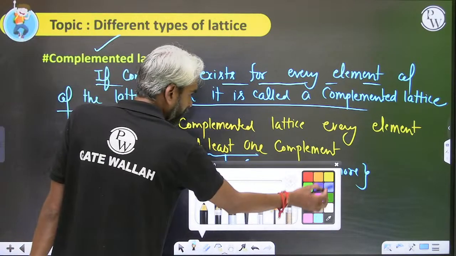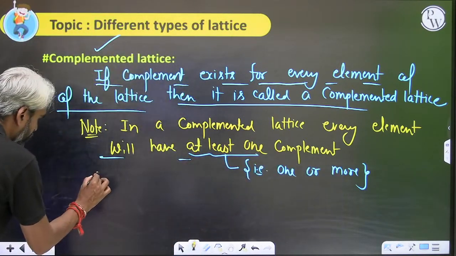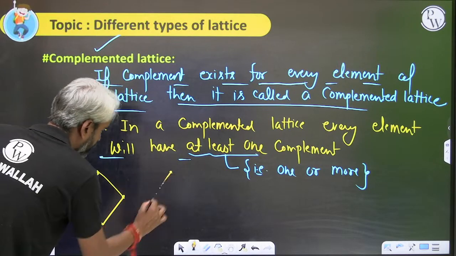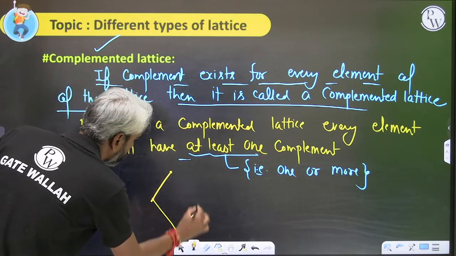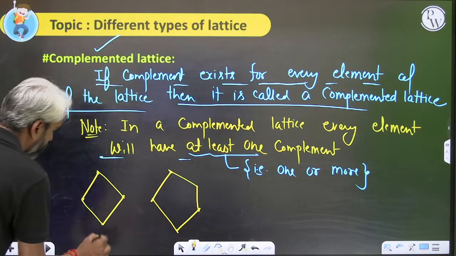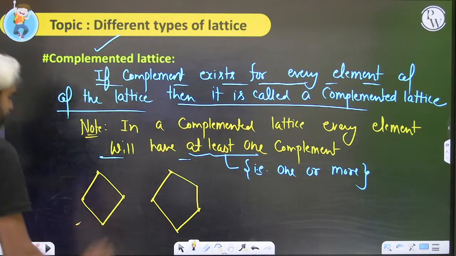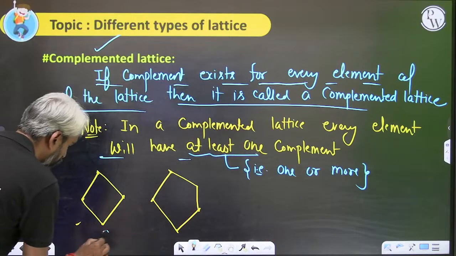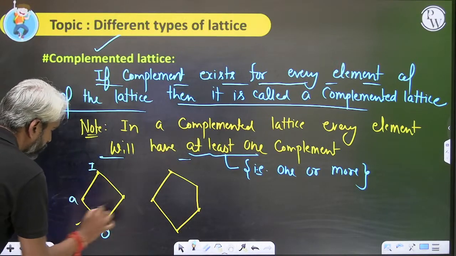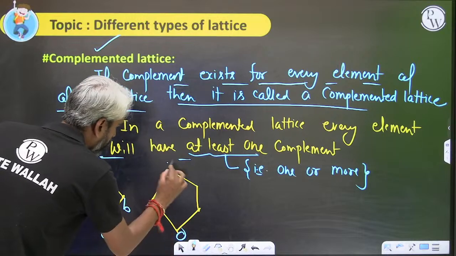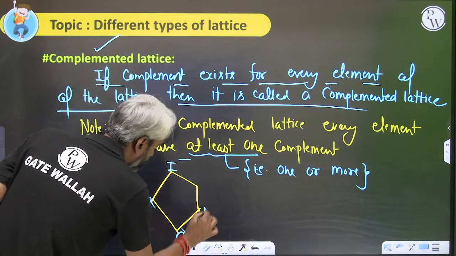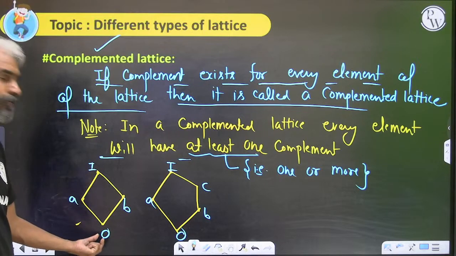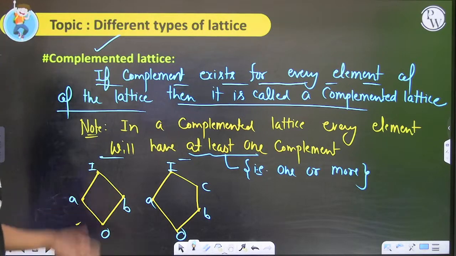So I believe I gave the examples as this, the complemented lattice. This is also a complemented lattice. In this case, every element has exactly one complement. So in this case, complement of O will be I, complement of I will be O, complement of A will be B, complement of B will be A.